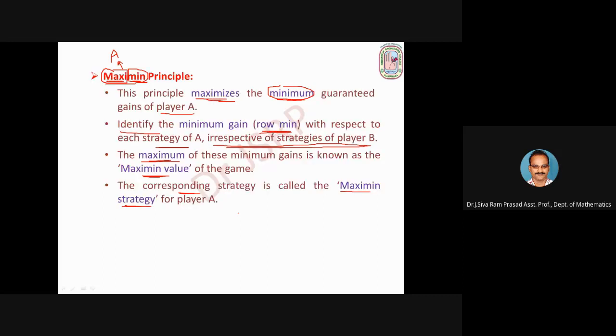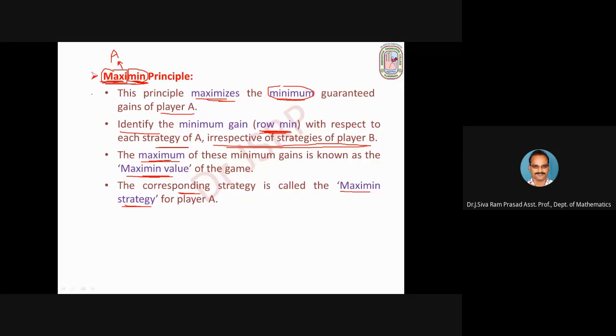Okay, so there are two principles corresponding to each player. First, corresponding to player A, the principle is maximin principle. So this is the nature of player A. So what does it mean? He tries to maximize his minimum gains. For that we find row minimas and take the maximum of these row minimas. That maximum of these row minimas is called as maximin value, and the corresponding strategy is called as maximin strategy. Okay, so that is the maximin principle.